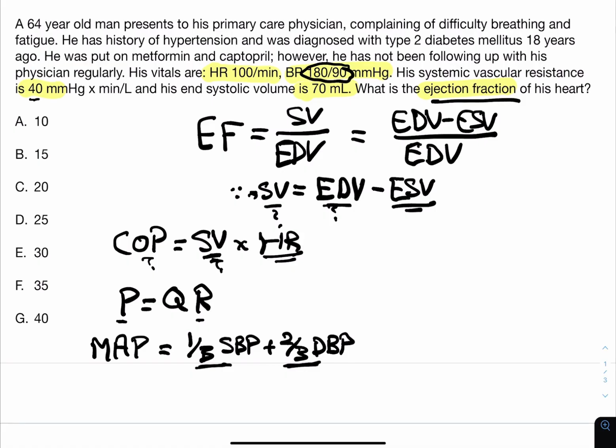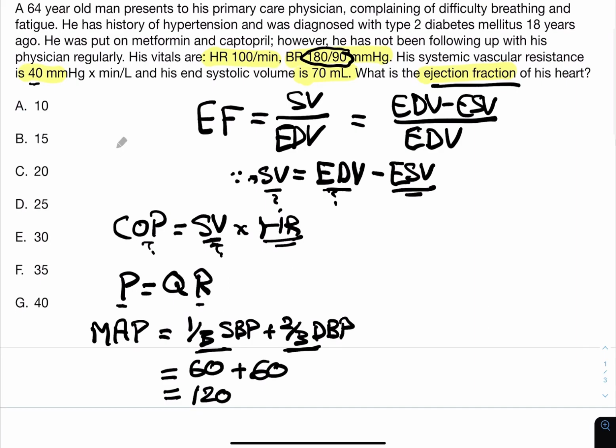So in this case, 1/3 of 180 is 60, and 2/3 of 90 is also 60. So this makes the mean arterial pressure 120. And now we could plug it into the PQR formula. So we're going to have 120 equals Q times the resistance, which is 40.